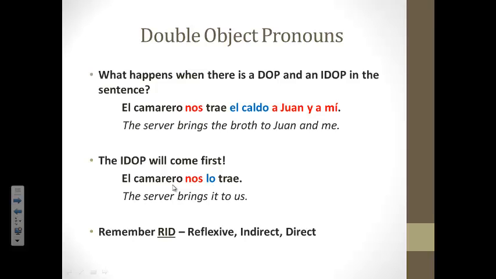So, a little acronym to help you remember which order your pronouns go in. You need to remember RID. That means your reflexive would always be the first pronoun, your indirect would be the second, or indirect then direct. Right now we're not focusing on using reflexives with directs, but we will in the future. Right now you're just doing the ID of RID. All right, that's going to take us to section 4.